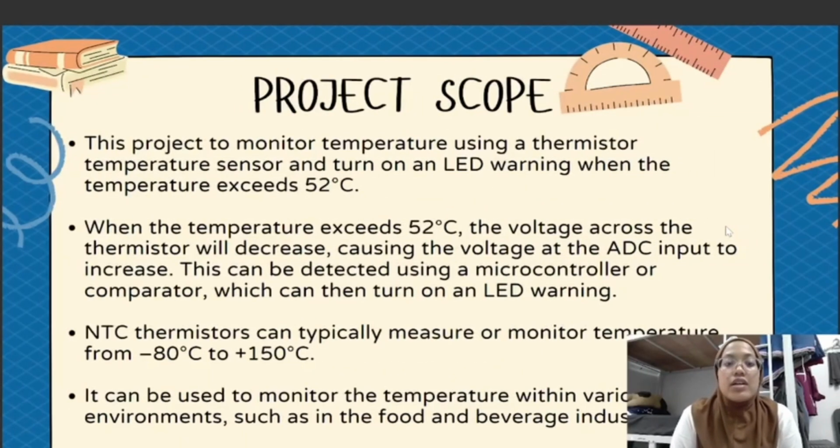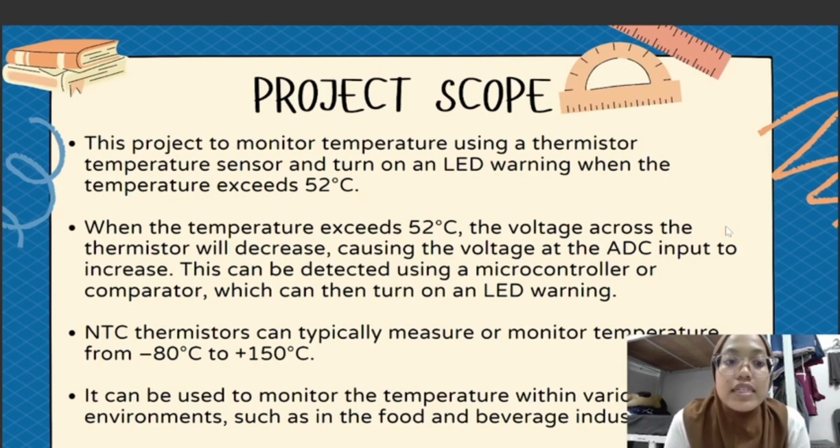Project scope. This project monitors temperature using a thermistor temperature sensor and turns on an LED warning when the temperature exceeds 52 Celsius. When the temperature exceeds 52 Celsius, the voltage across the thermistor will decrease, causing the voltage at the ADC input to increase. This can be detected using a microcontroller or comparator, which can turn on an LED warning.